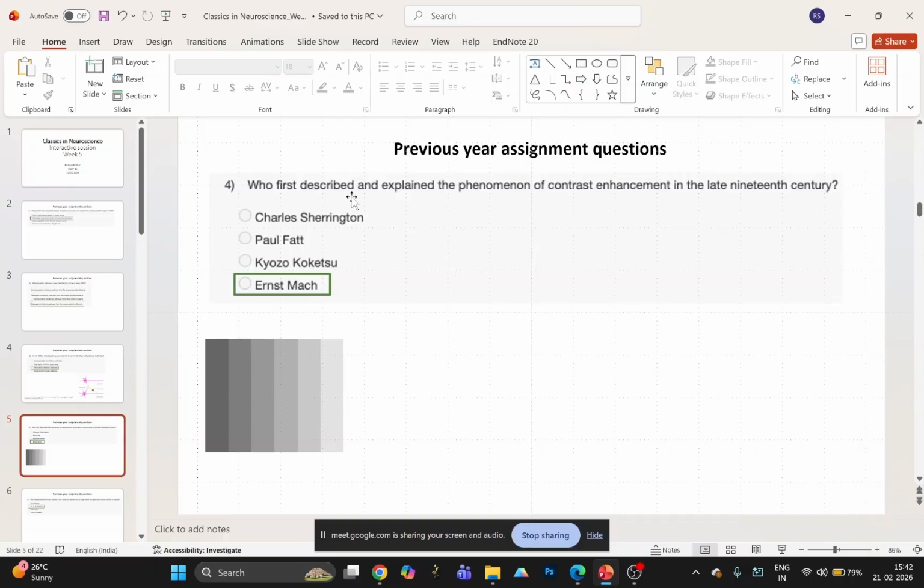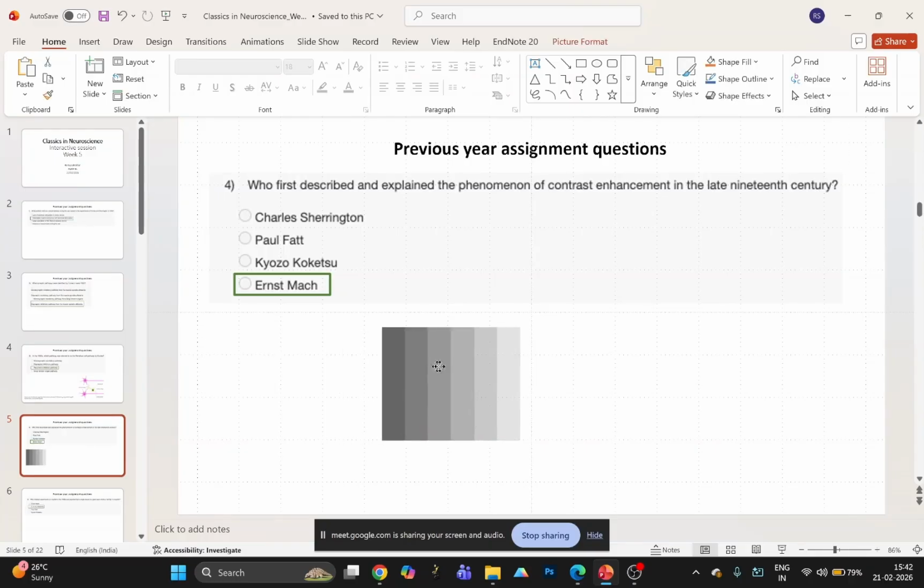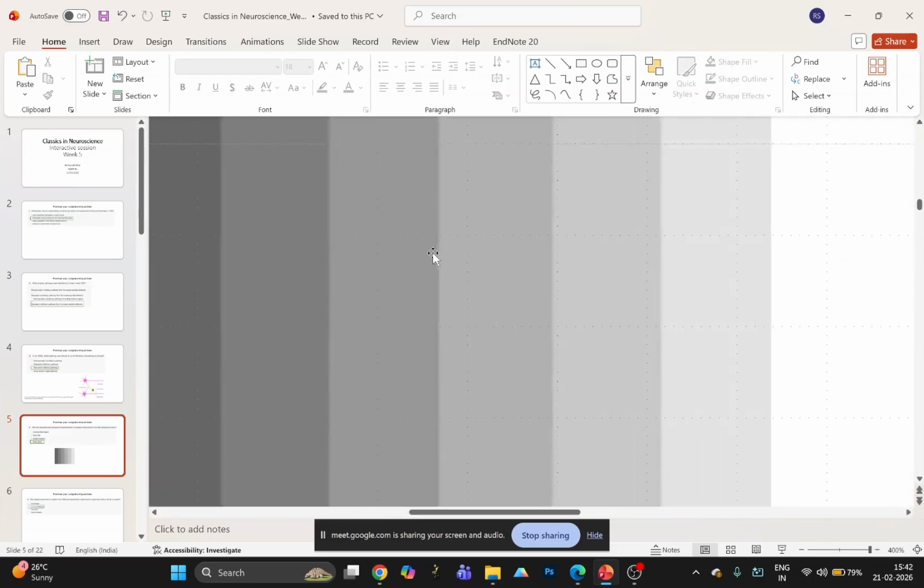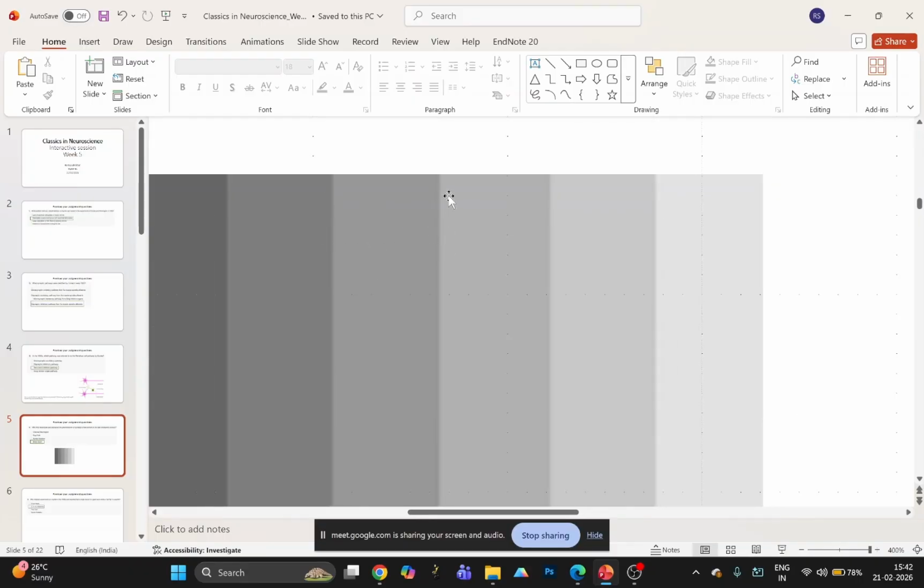Next, who first described and explained the phenomenon of contrast enhancement in the late 19th century? So let us understand what that means. For example, if you take a look at this picture, you will see that wherever there are borders between the different bands, visually it will look as if there is a lighter band over here and a darker band over here, right?